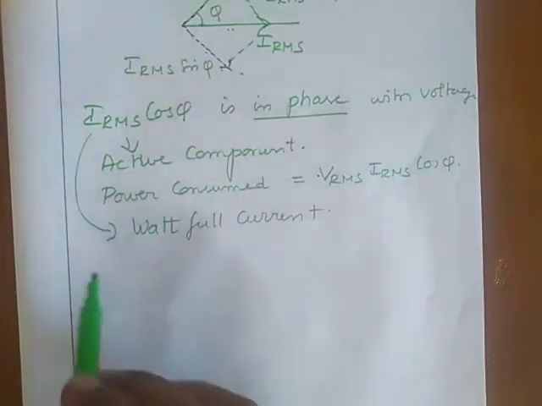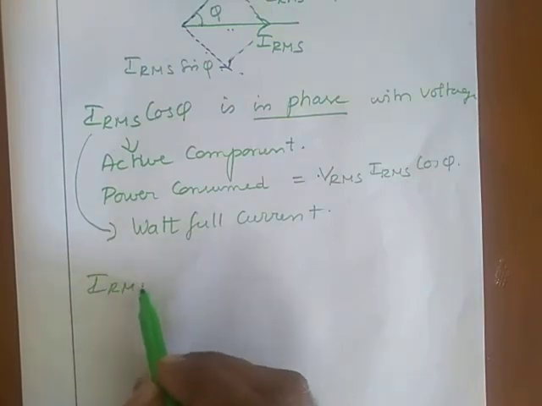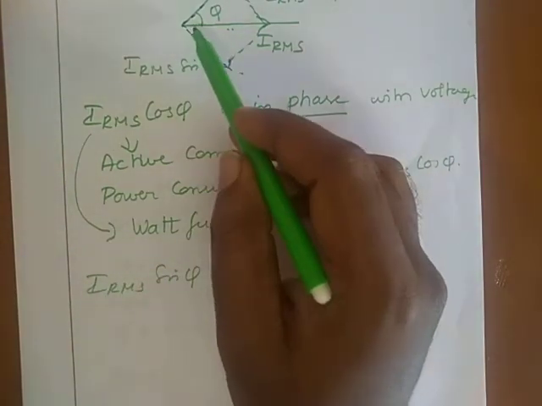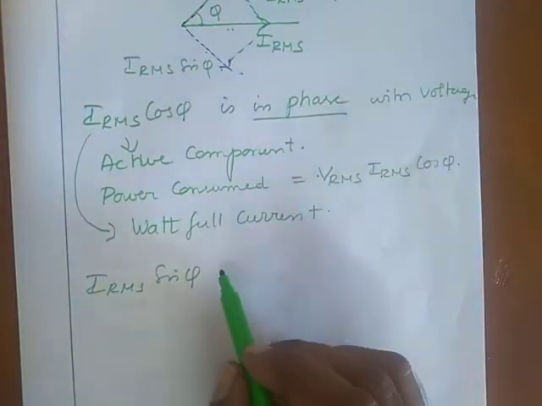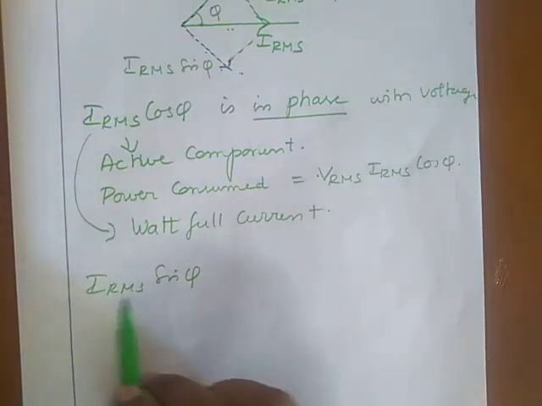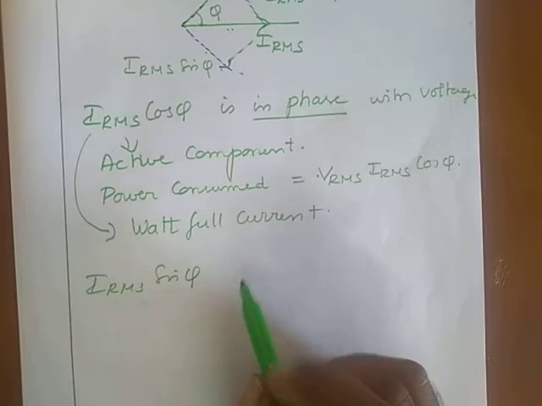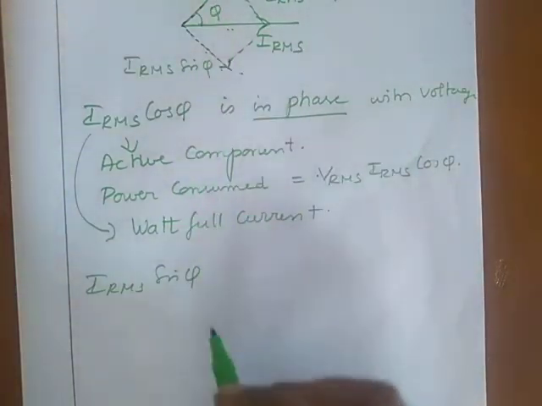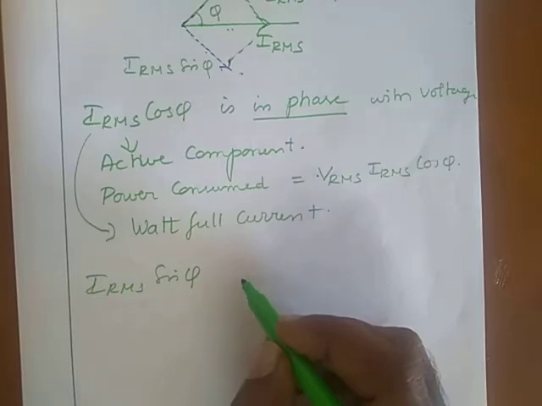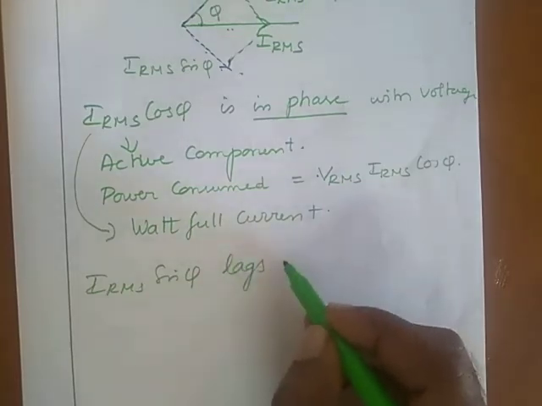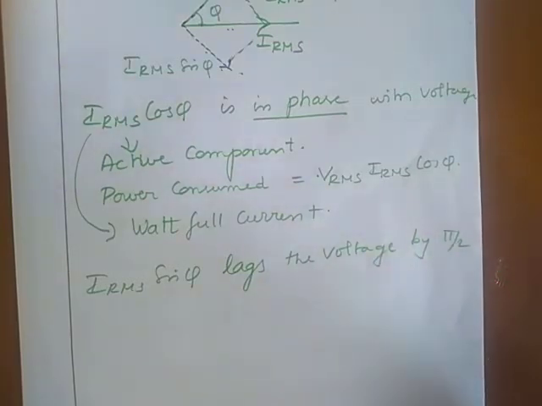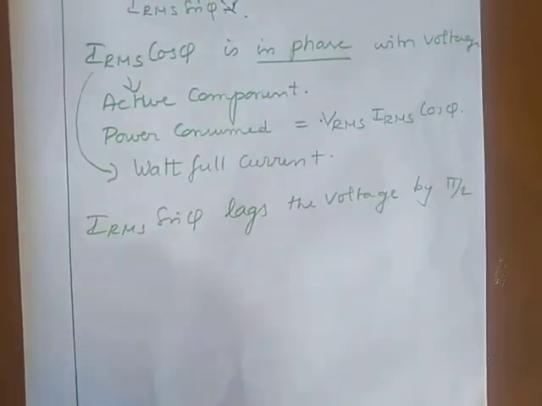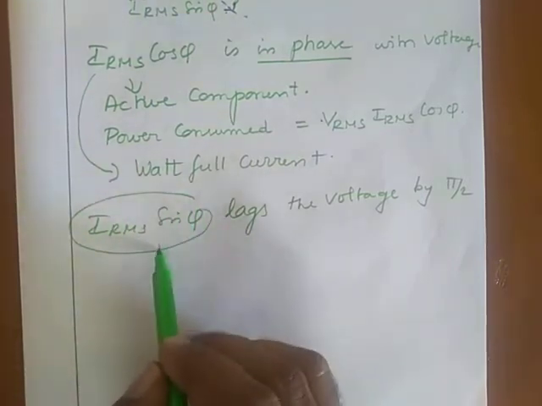Then Irms sin phi, that is perpendicular to the Vrms. So it is out of phase, that means Irms sin phi lags the voltage by phase angle pi by 2. So it is a reactive component.